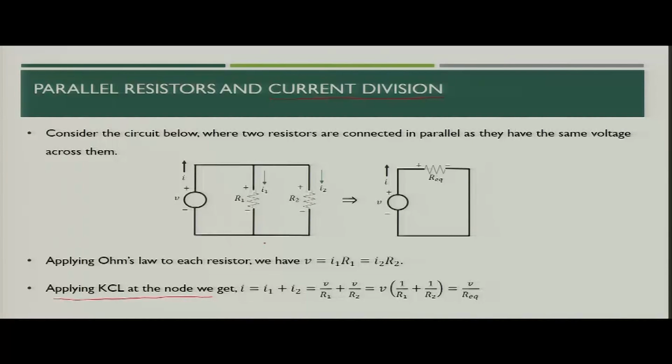Now let us see this circuit where the current is being divided into I1 and I2. I1 is flowing through R1 and I2 is flowing through R2. Since the voltage is the same across both R1 and R2, using Ohm's law you can find I1 as V by R1, and similarly I2 is V by R2. Finally, I would be V times 1 upon R1 plus 1 upon R2, or simply V by R equivalent. This you can represent using the equivalent figure where the voltage source is connected in series with the resistance R equivalent.